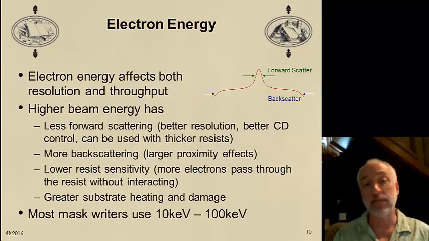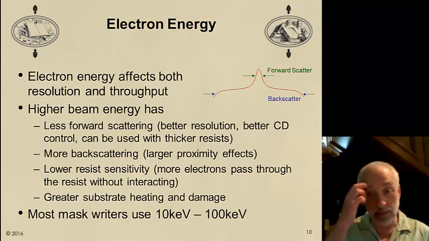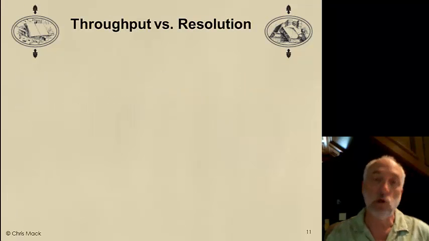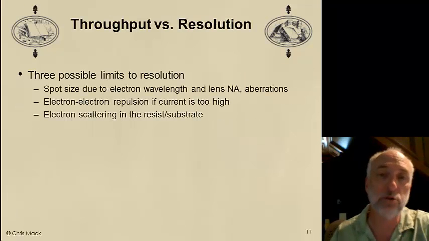Most of the mask writers use energies between 10 keV and 100 keV, but as I said, 50 keV is probably about optimum today. So I've mentioned this throughput versus resolution trade-off.